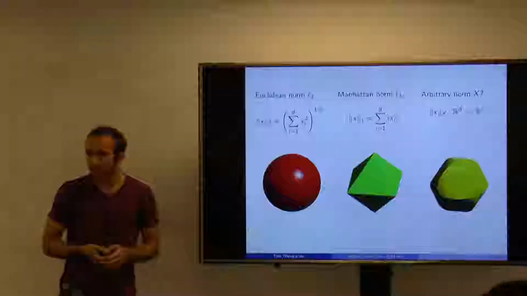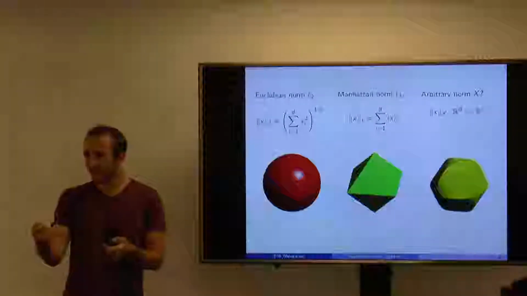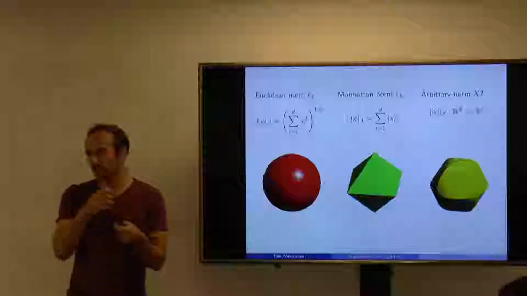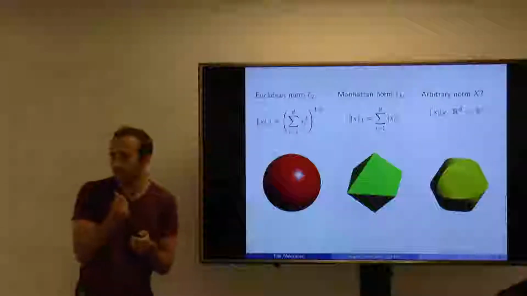What does symmetric mean here? Right, symmetric means that if x is in the body, then minus x is in the body. So it's symmetric around the origin.